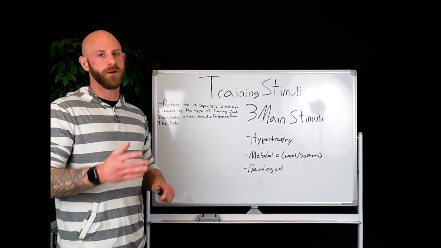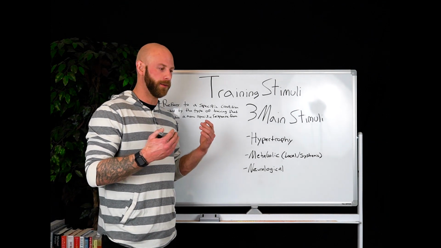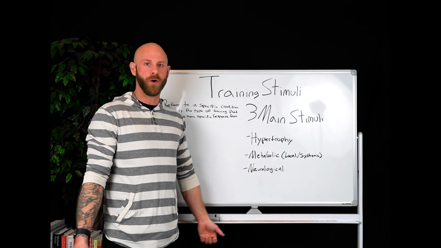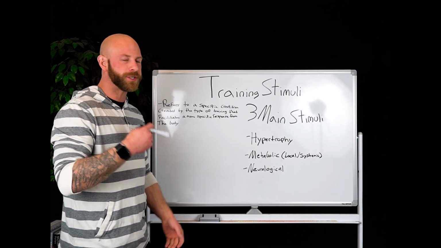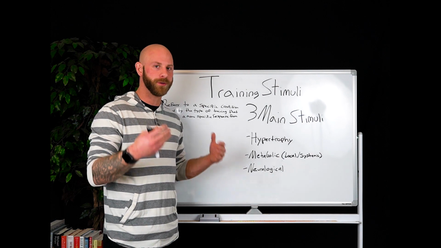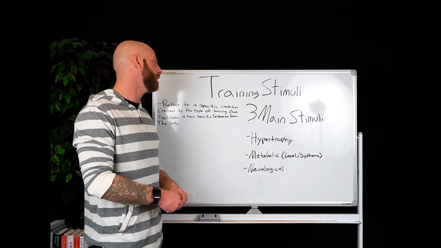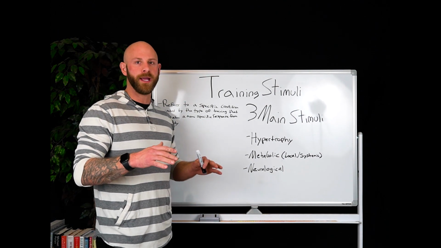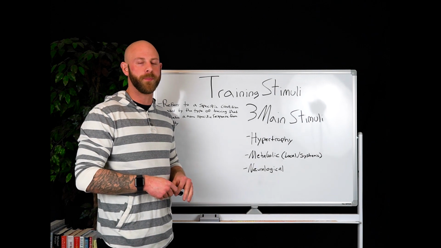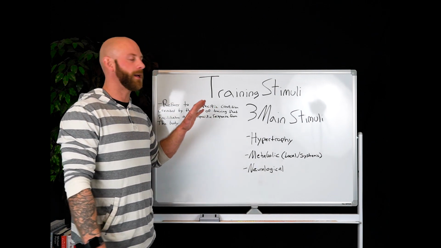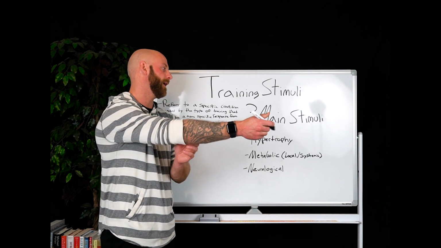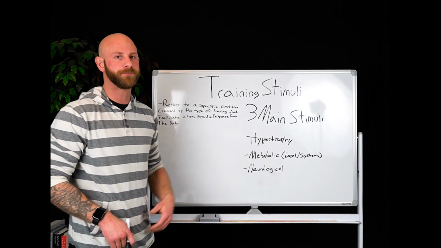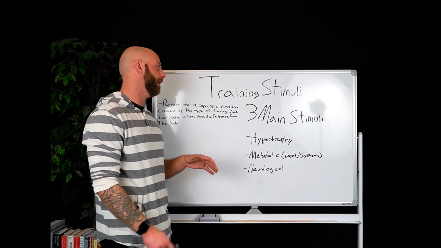Tempo, for those that are not familiar with tempo, that would be like 3 seconds down, 1 second up kind of thing. So 3010, just the number that denotes how long you should be going through that movement. All this stuff can facilitate a different response from the body. And this is kind of an unknown subject to most. It's becoming more popular and understood, but still not quite there.